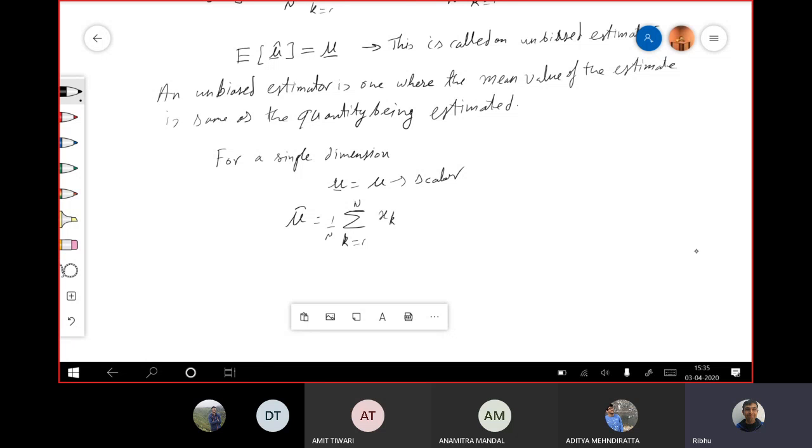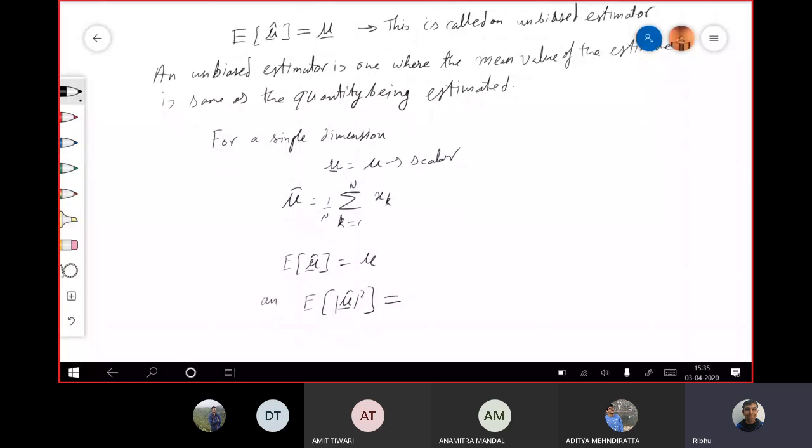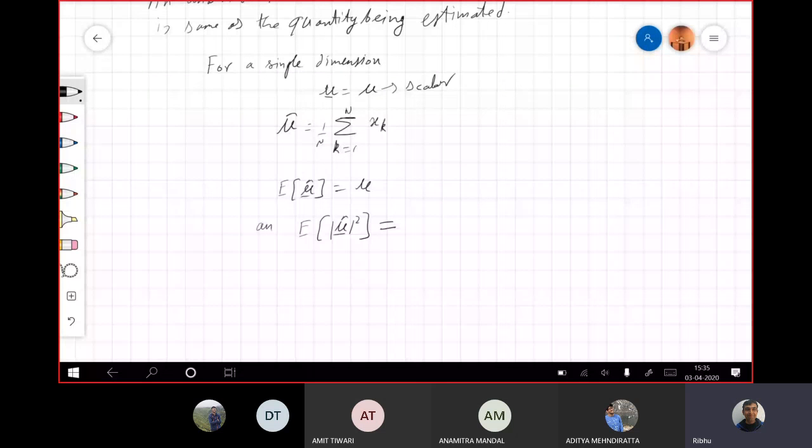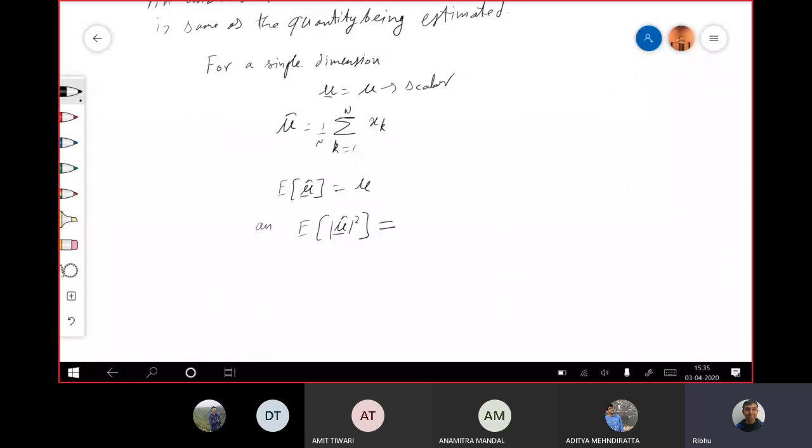This is this, and expected value of mu hat equals mu, and expected value of mu hat squared. Because in a vector I would have had to derive the covariance matrix. That would be too lengthy. So let's not go into that, and this is easier to interpret. So this becomes 1 over n squared, summation k equal to 1 to n, summation l equal to 1 to n, xk xl, equals 1 upon n squared summation k equal to 1 to n xk squared for k equal to l, plus 1 upon n squared summation k equal to 1 to n summation l equal to 1 to n xk xl.